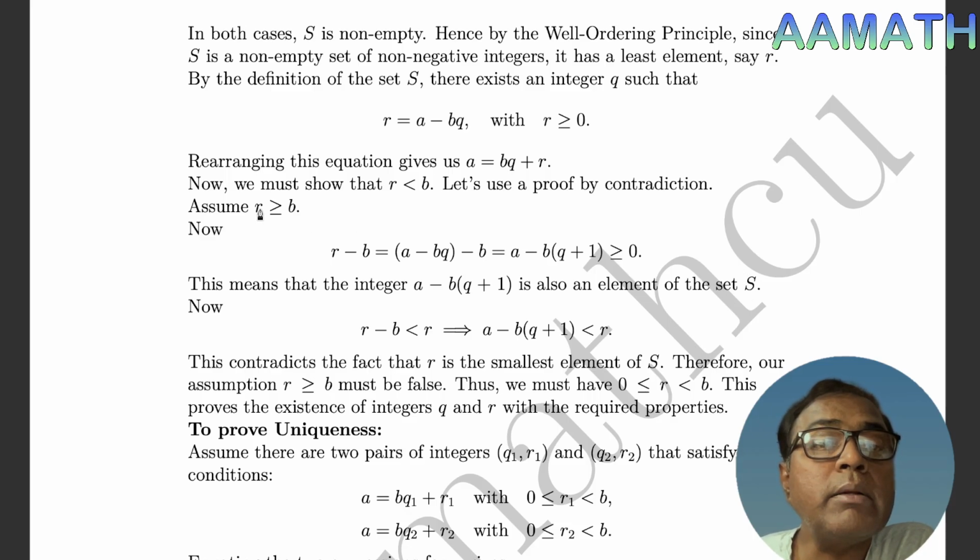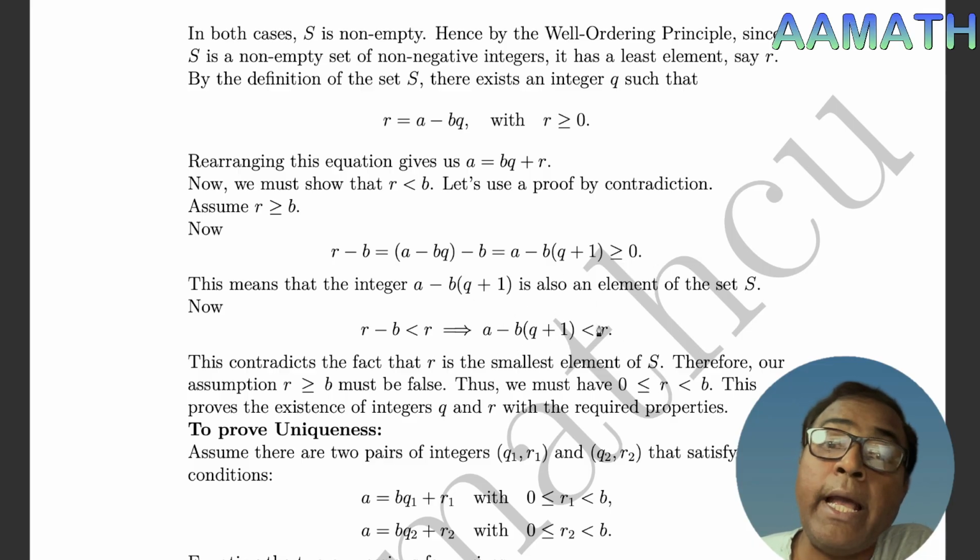Since R is greater than or equal to B, R minus B is greater than or equal to 0, and hence A minus B(Q plus 1) is also greater than or equal to 0. So this element A minus B(Q plus 1) belongs to S. Now R minus B is less than R, because R is greater than or equal to B. So R minus B is less than R.